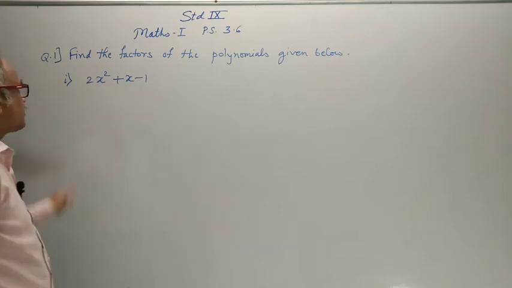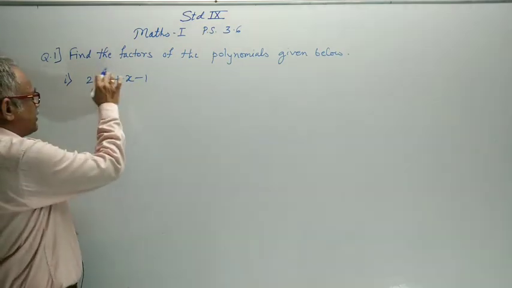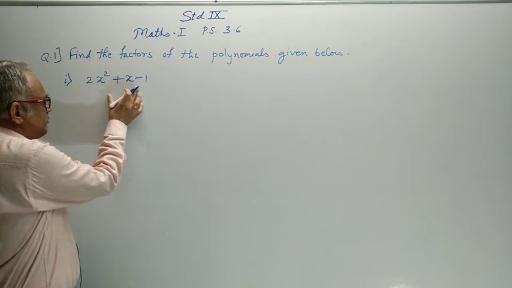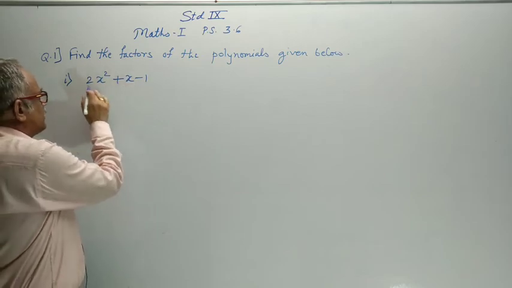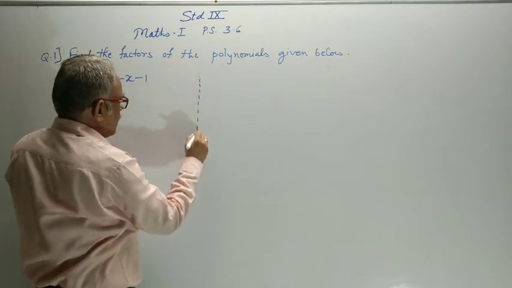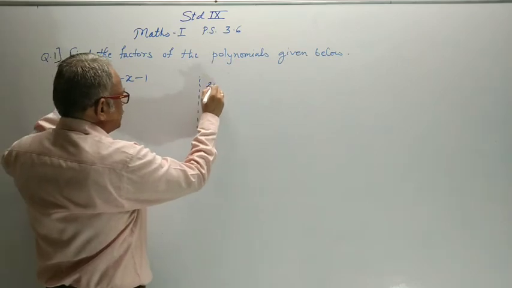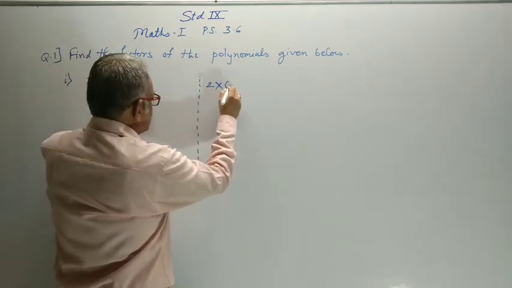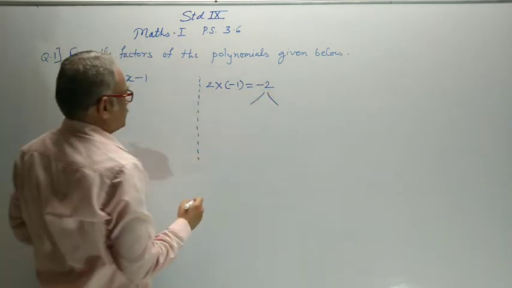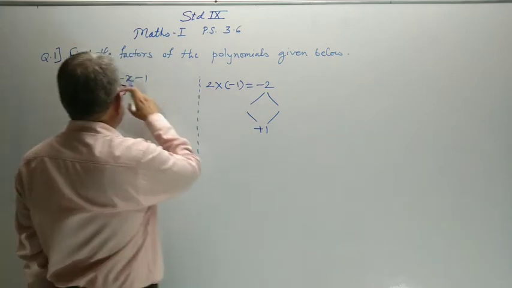First is 2x square plus x minus 1. When it is a quadratic expression having a square, we have to split up the middle term to factorize. For that, rough work is: multiply the square coefficient by the constant along with sign. Whatever is the product, that should be the product, and the addition should be the middle term coefficient.